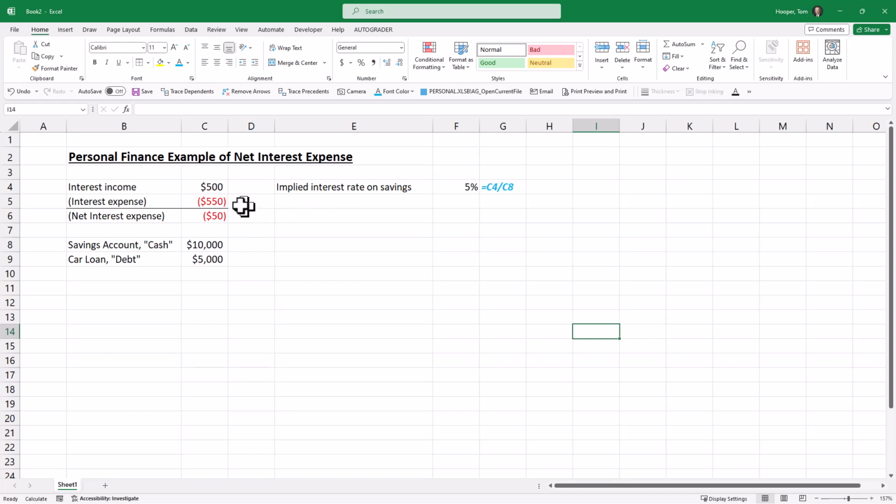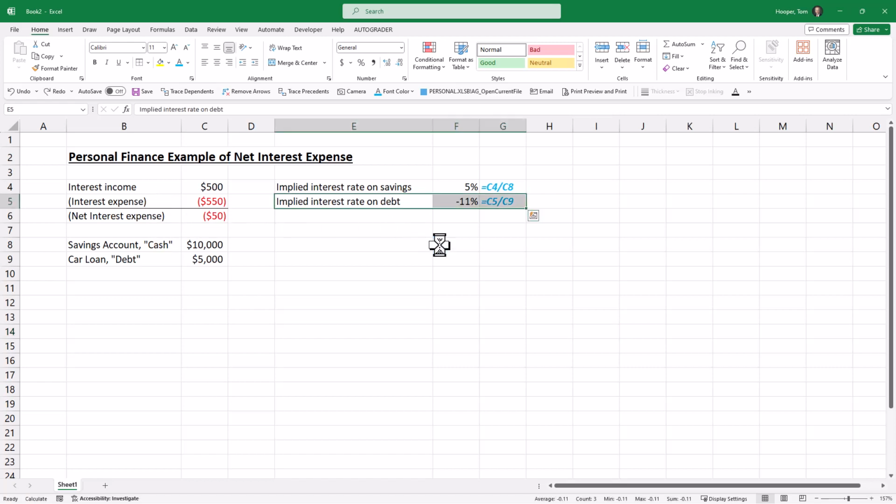Similarly, let's say that I had a car loan of $5,000 and I had to pay some interest on that. I had to pay $550. So what would the implied interest on that car loan be? Well, I'd do the same thing. I would take the interest rate as the $550 divided by the car loan, which is $5,000, and I would get 11%. That's the implied interest rate on the car loan.